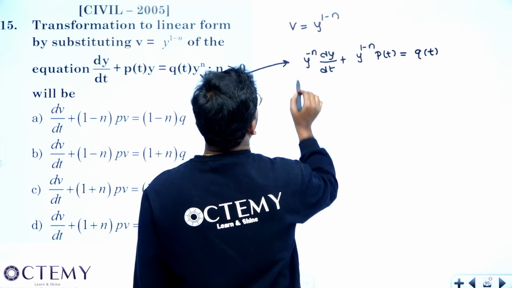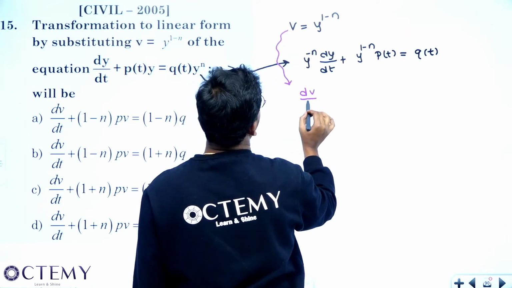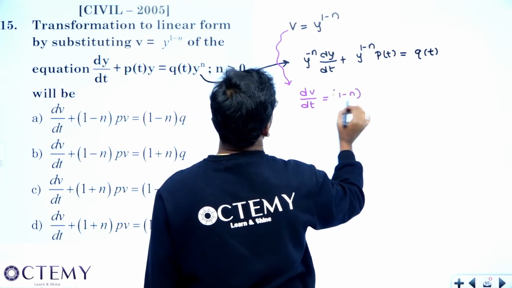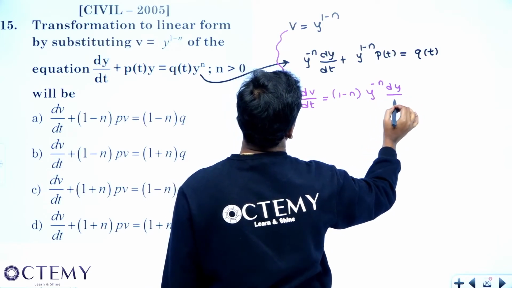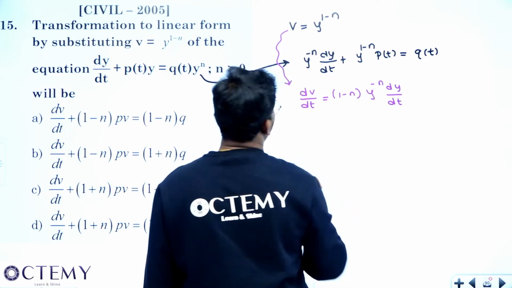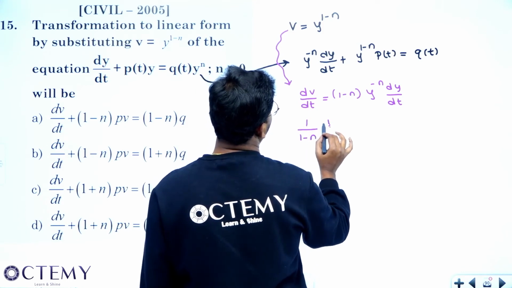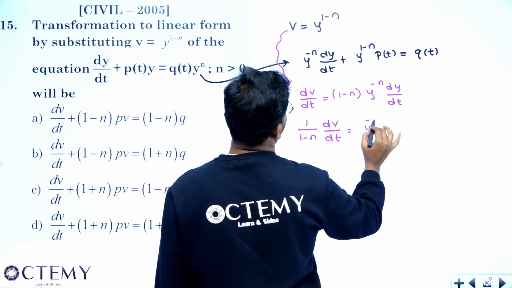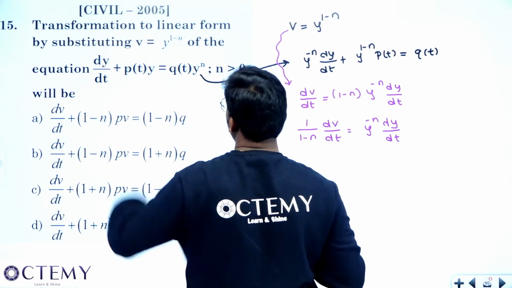If you put this substitution, then dv by dt will be equal to (1 minus n) y to the power minus n dy by dt. So you have to replace 1 by (1 minus n) dv by dt is equal to y to the power minus n dy by dt. That's it, sir.